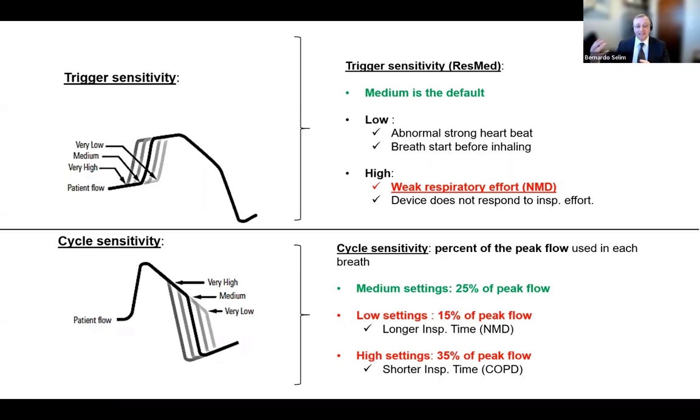Now, what about the cycling? Well, the cycling I tend to manipulate more when I want to synchronize my patients, meaning the patient and the machine working better together. And what I do is I take the cycle sensitivity and I ask myself, am I treating a neuromuscular disease? If the answer is yes, and the patient is having problems with their cycling, then I tend to place it lower, meaning that it's going to be cycling at the end of that flow. Remember that I mentioned to you. Or it happens that the patient has COPD. I want to cut off that inhalation earlier, as I mentioned to you before.